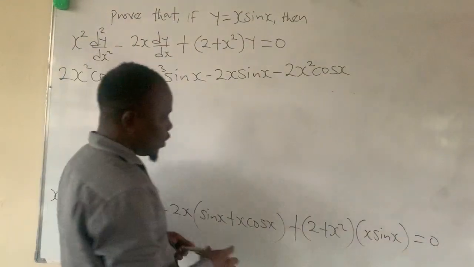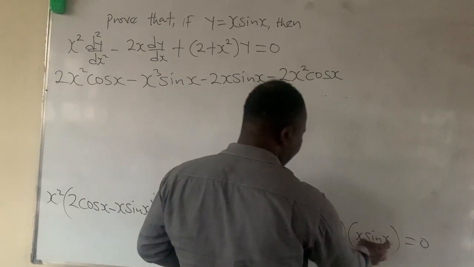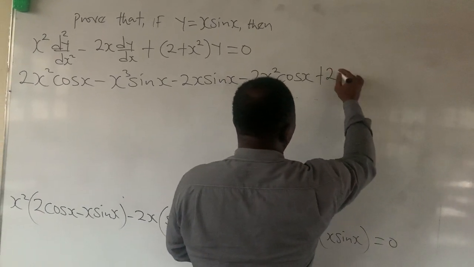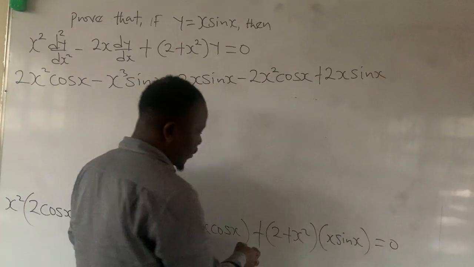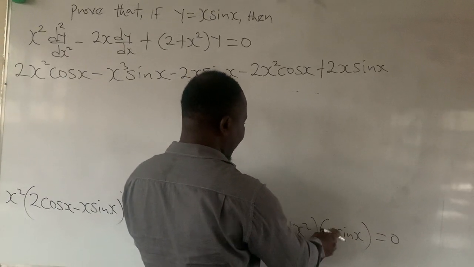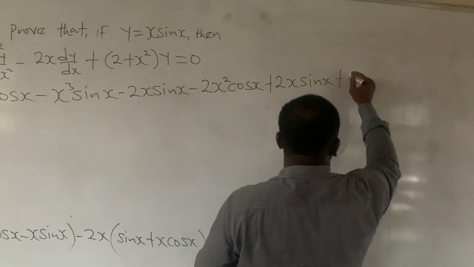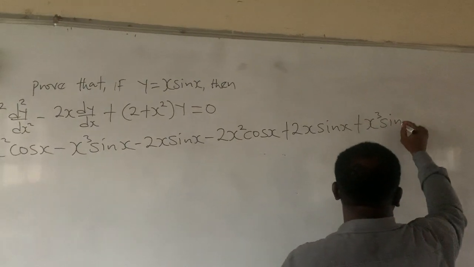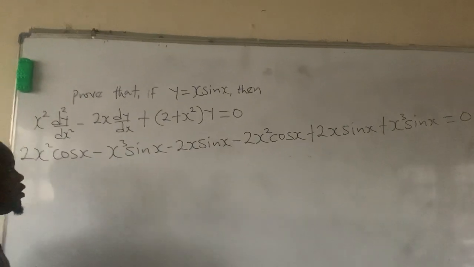Then we will use these two brackets to multiply out. Use 2 to multiply this, will give you plus 2x sine x. Then we'll use x squared to multiply this guy. x squared times x sine x will give us plus x raised to the power of 3 sine x, which is equals to 0. Do you agree with me?